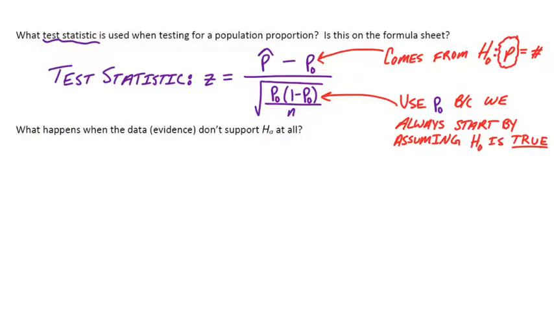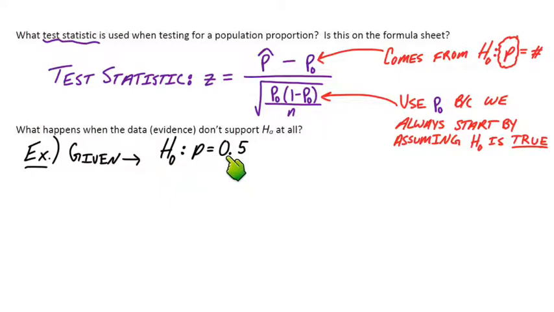Okay, so the last part on this page says what happens when the data, or our evidence, don't support the alternative hypothesis at all. What that means is, let me just give you an example. So what if we're given these two hypotheses at the start of the problem? For the null and the alternative, we have p equals 0.5 for the null, and the alternative we'll say is p is greater than 0.5.